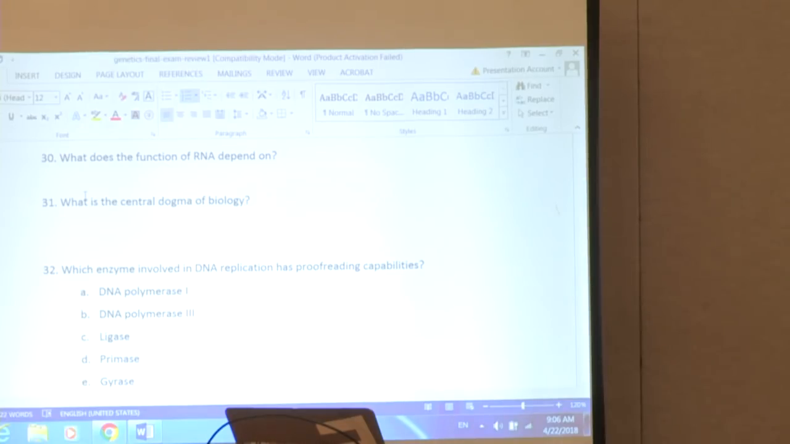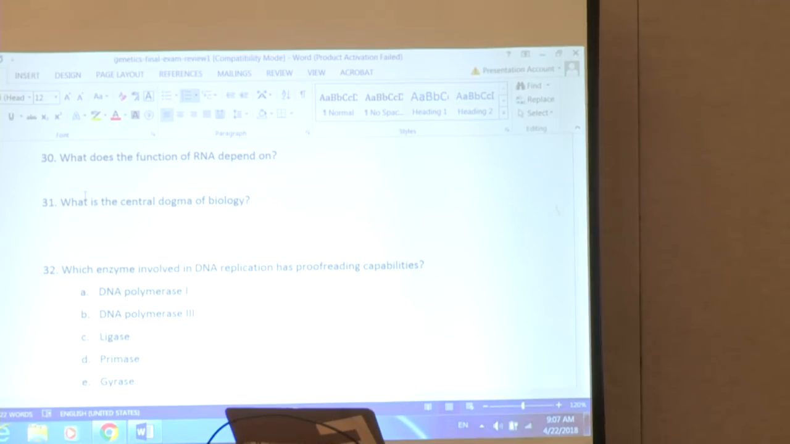But the function of DNA polymerase 3, would anyone like to share? It's to lay down the new strand of DNA. Yeah, thank you for that. Really good. So it's doing the main polymerization and DNA replication. That's what's laying down the new nucleotides.